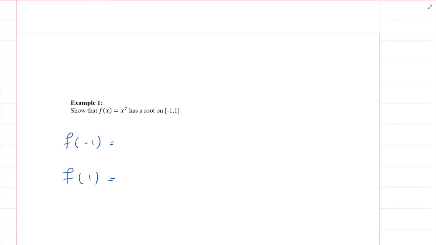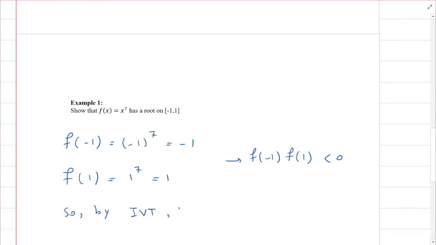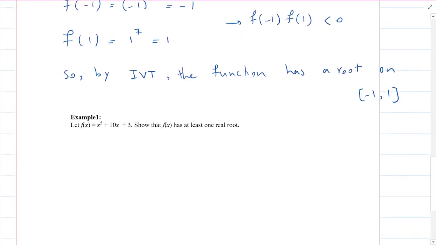or IVT. F of negative 1 is negative 1 to the power of 7. That's just negative 1. 1 to the 7, that's just 1. So you see that f of negative 1 times f of positive 1 is a negative number. So by intermediate value theorem, the function has a root on -1 and 1. Now, let's do a question that is a bit more complicated than this.